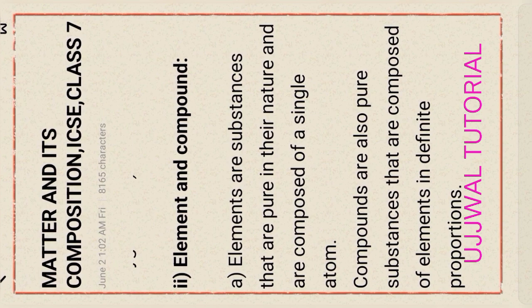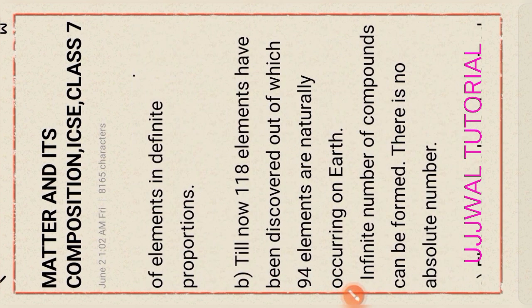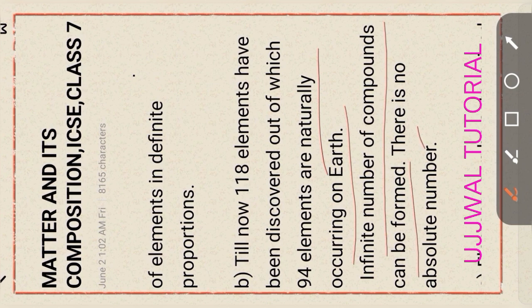Next point, that is number 2, point B. Till now 118 elements have been discovered, out of which 94 elements are naturally occurring on earth. An indefinite number of compounds can be formed. There is no absolute number, that is, no fixed number.